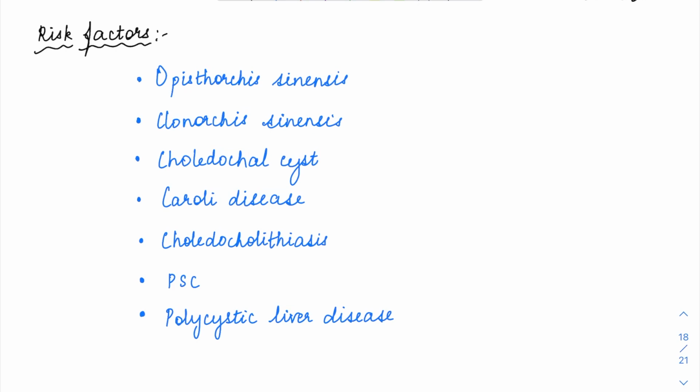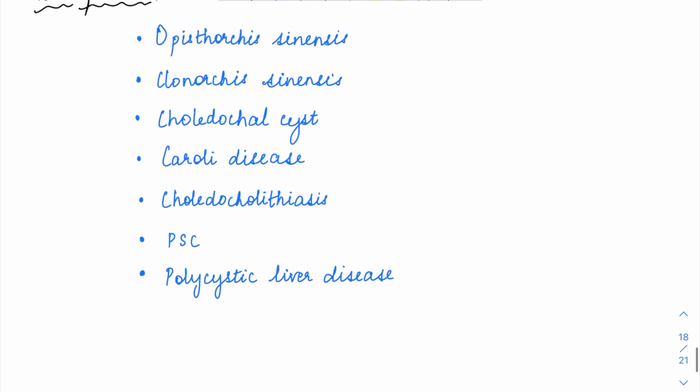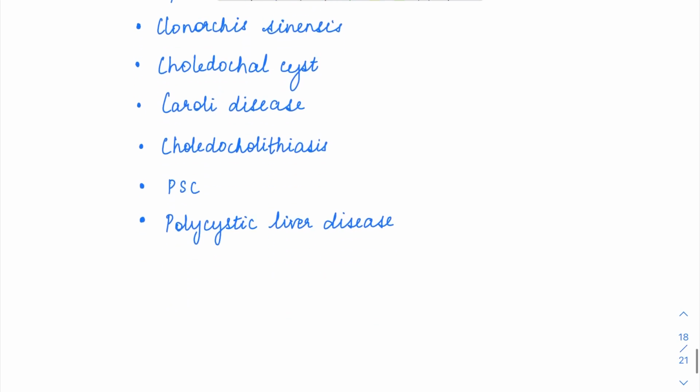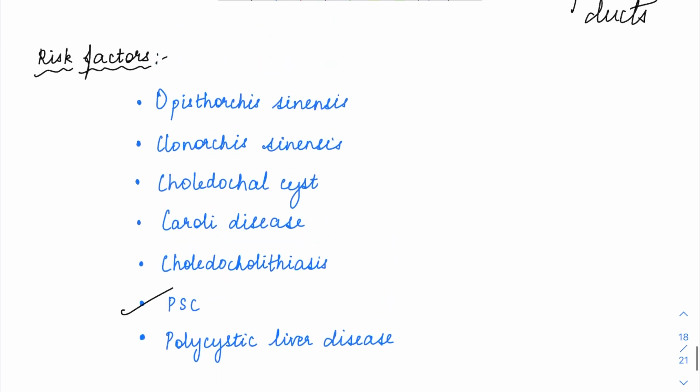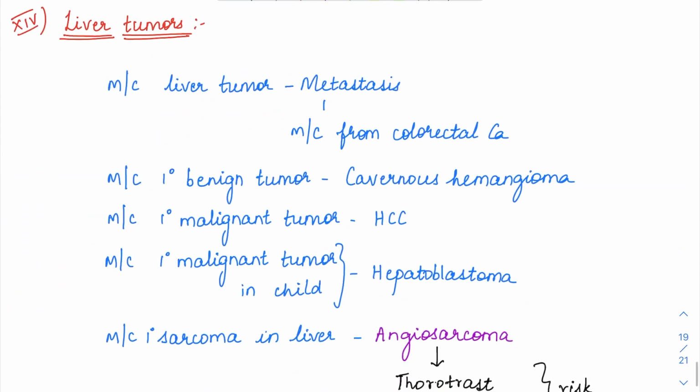Caroli's disease is also a choledochal cyst, which involves the intrahepatic bile duct. And then you'll have choledocholithiasis, so stones in the common bile duct. Then primary sclerosing cholangitis and polycystic liver disease also. So these risk factors can be asked. Next we'll see about liver tumors.